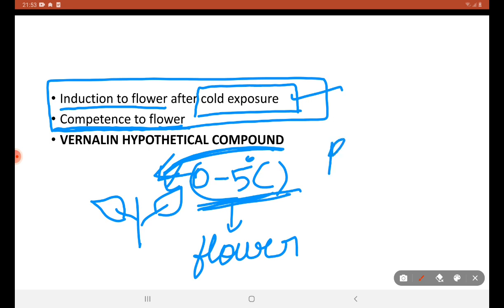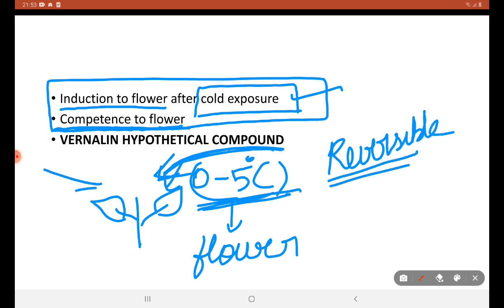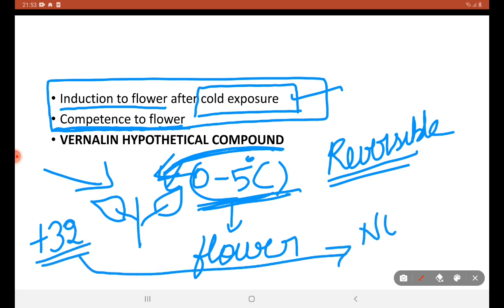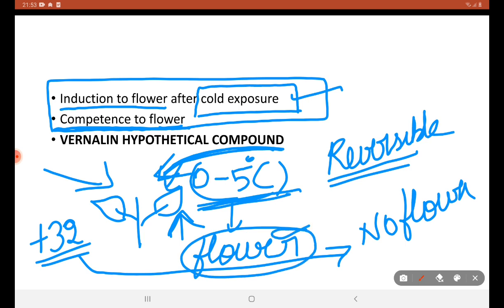It is a reversible process, meaning if the plant is exposed to high temperature, say 32 degrees Celsius, no flowering occurs. Again, if it is exposed to 1 degree Celsius, it will flower. So it is a reversible process and occurs at low temperature, simply to make the plant flower.